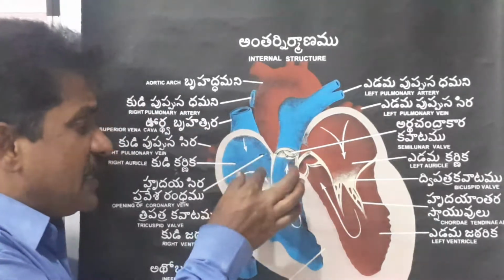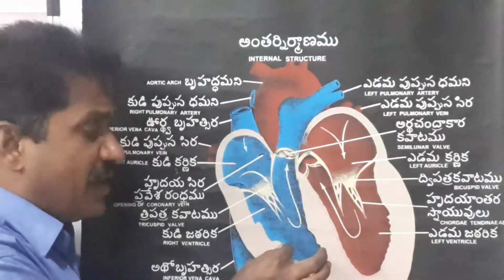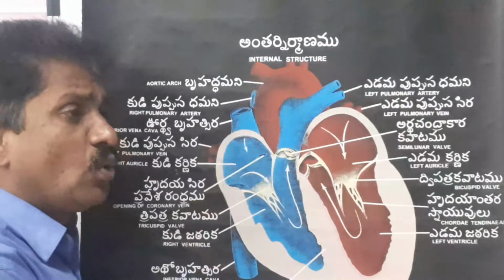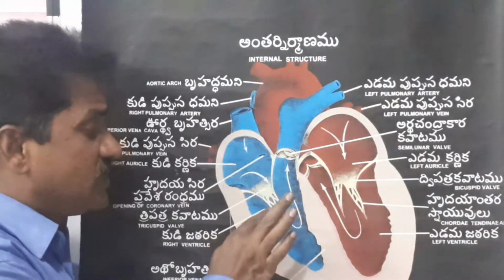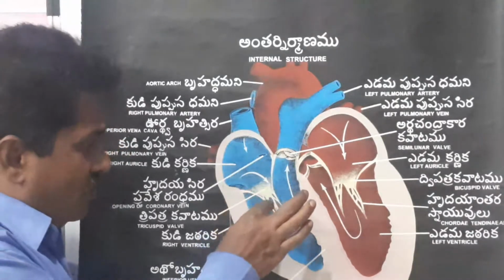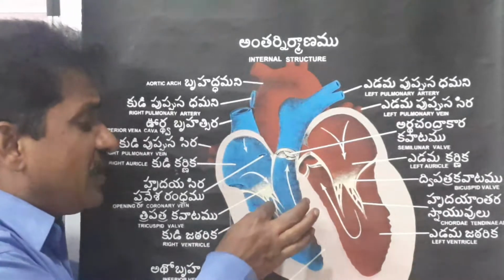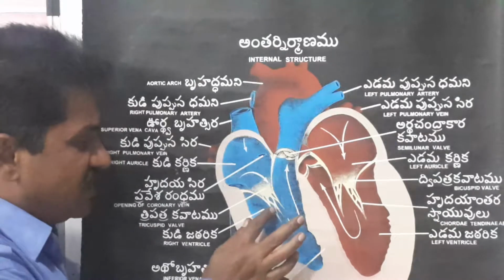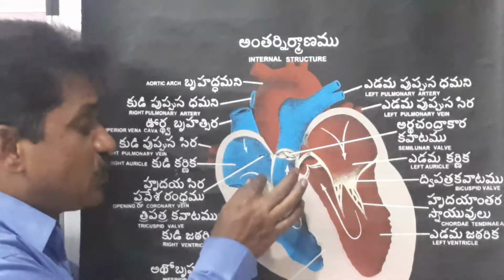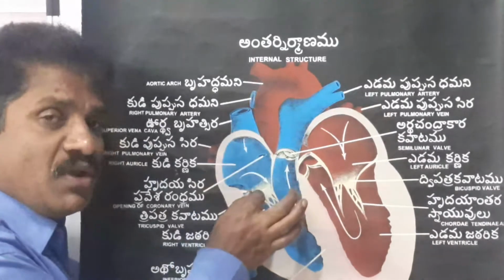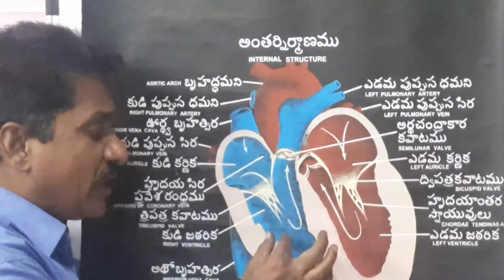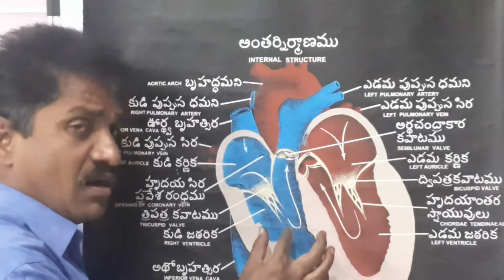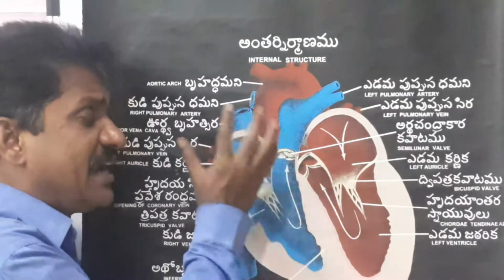Right atrium is opened into right ventricle through right auriculoventricular aperture. Aperture means holes. The right auriculoventricular aperture is guarded by tricuspid valve. This is the tricuspid valve. Tricuspid valve allows flow of blood from right atrium to right ventricle. It does not allow flow of blood from right ventricle to right atrium.